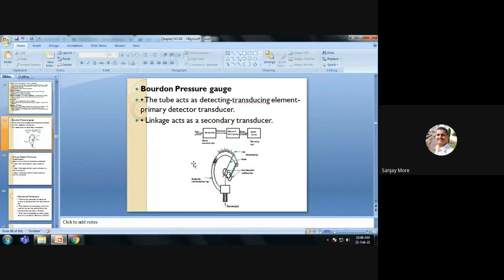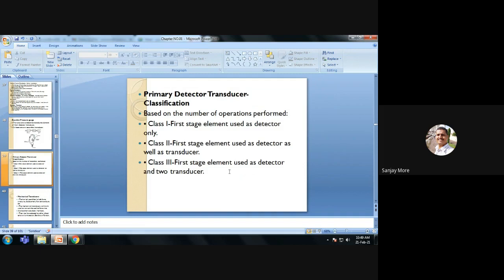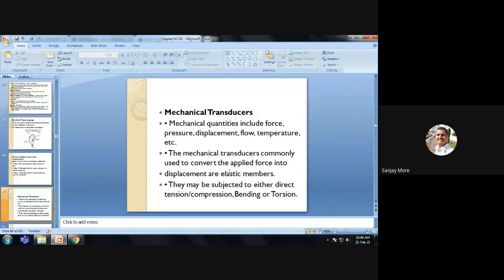Okay. So the Bourdon pressure gauge has a primary detector. This tube acts as the detecting and transducing element, the primary detector transducer, and the linkage. This mechanical linkage, rack and pinion or gear arrangement attached to the pointer, acts as a secondary transducer. Okay. So class 1 is the first stage element used as a detector only. Class 2 is the first stage element used as a detector as well as a transducer. And class 3 is the first stage element used as a detector and two transducers.